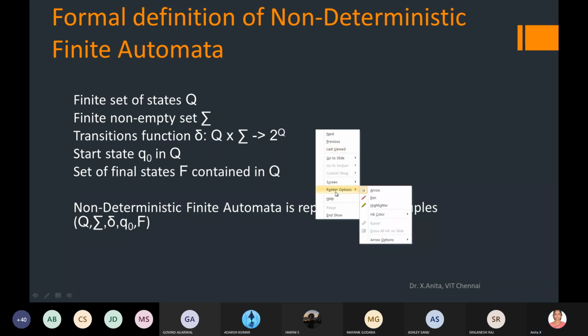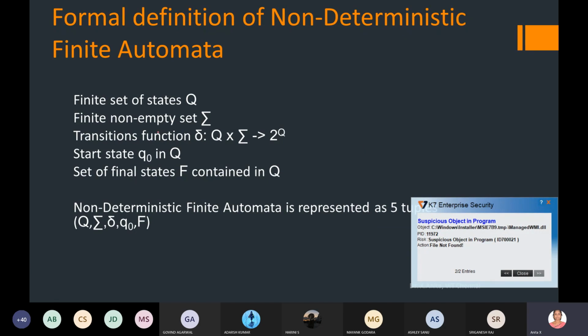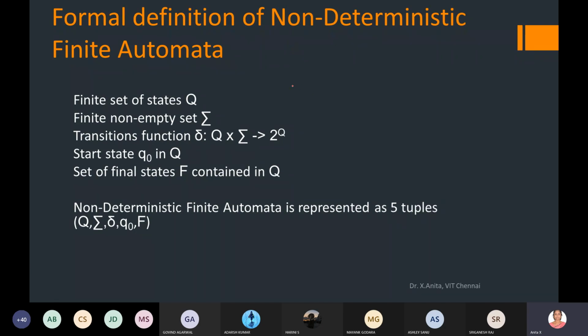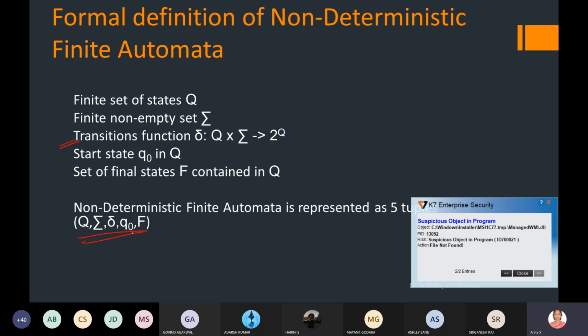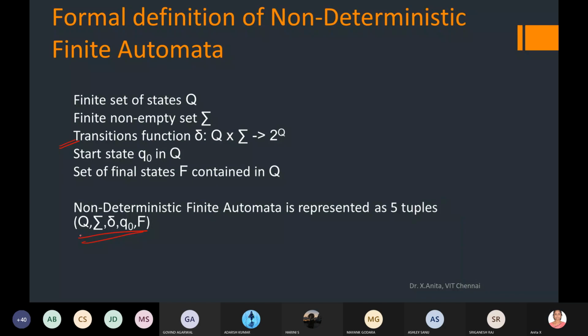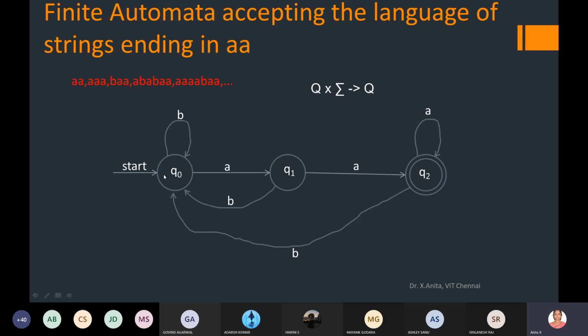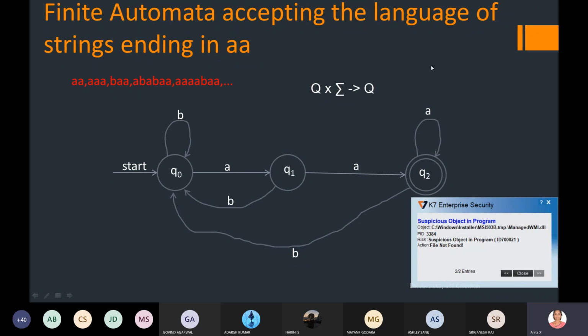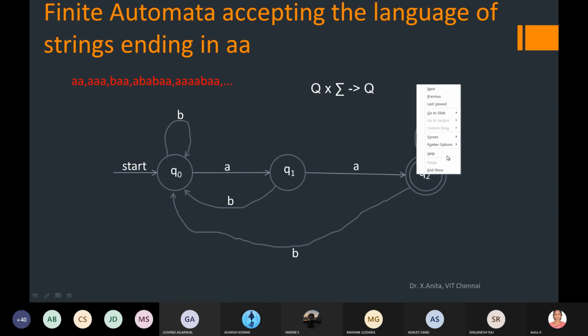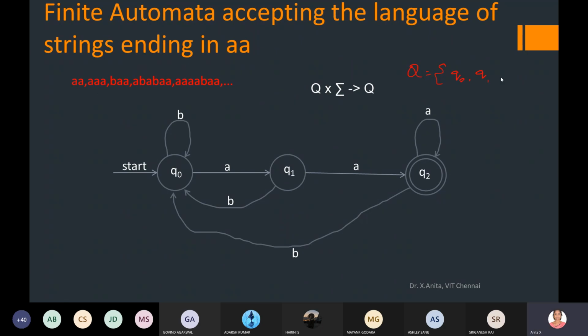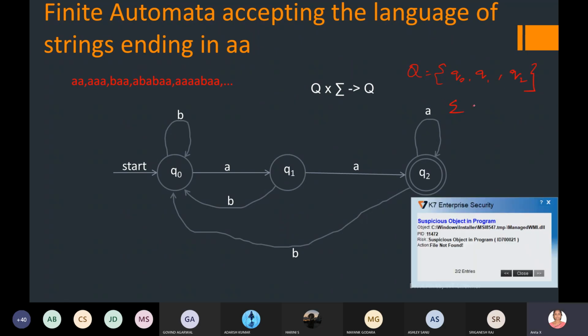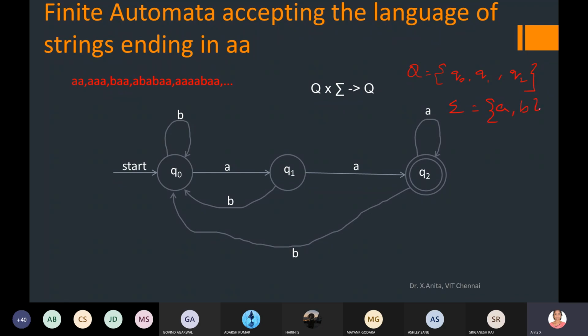So the main difference between deterministic and non-deterministic is, in the case of deterministic finite automata, the transition function is varied with respect to the non-deterministic one. Whether it is deterministic or non-deterministic, it will be represented by 5 tuples, that is Q, which is the set of states of the finite automata. Sigma is going to be the inputs. So if we talk of this example, Q is equal to Q0, Q1, and Q2, right? And sigma is equal to the input symbols, A comma B, right?